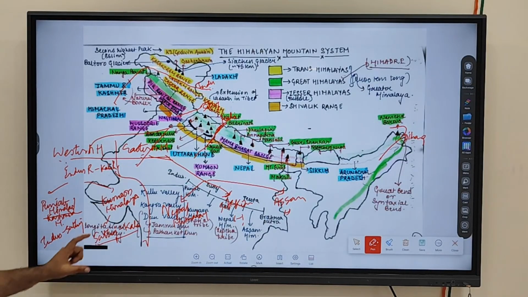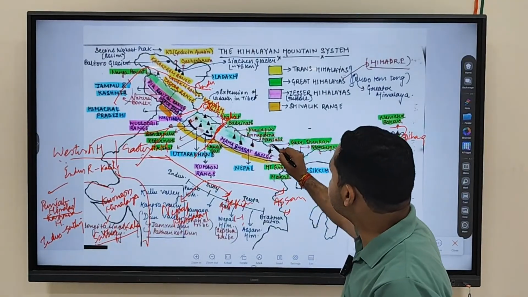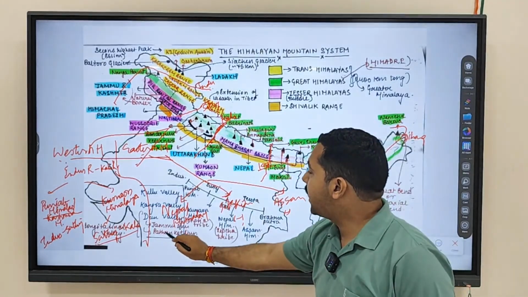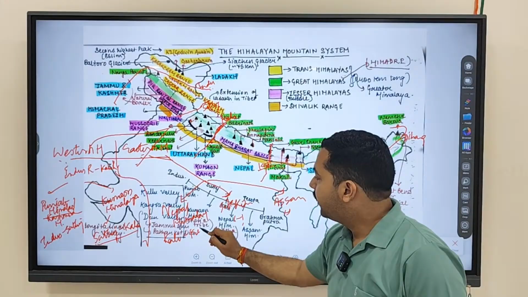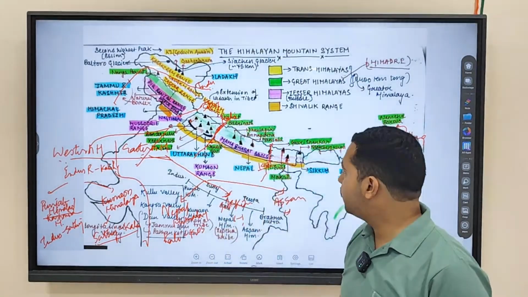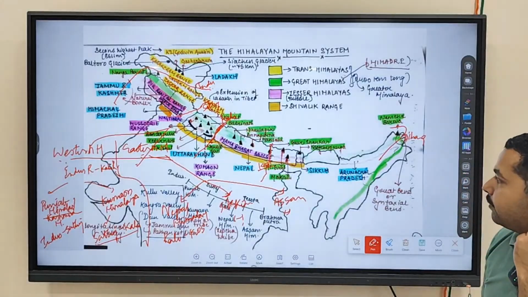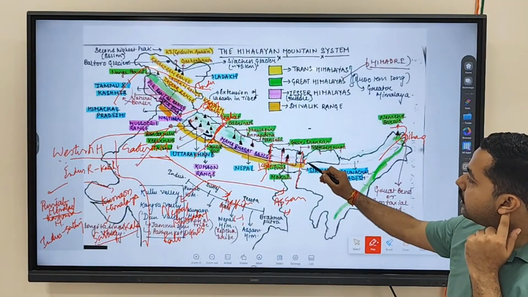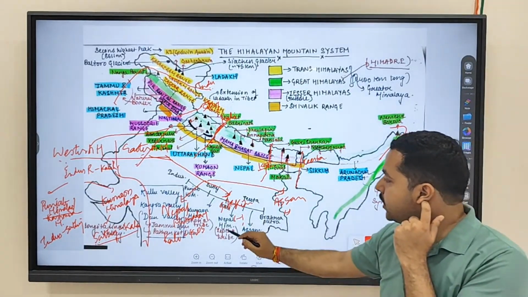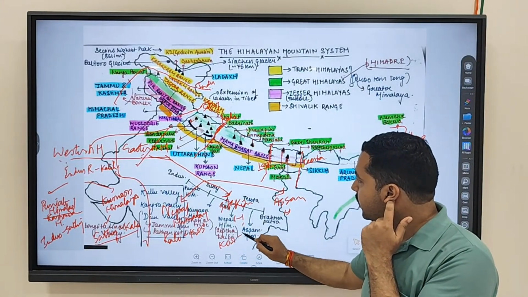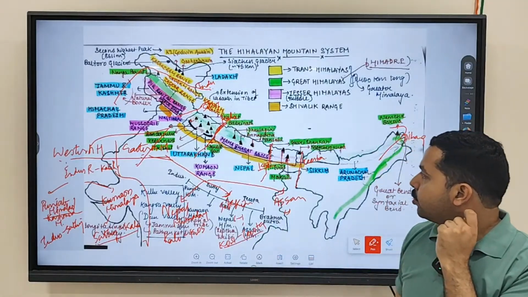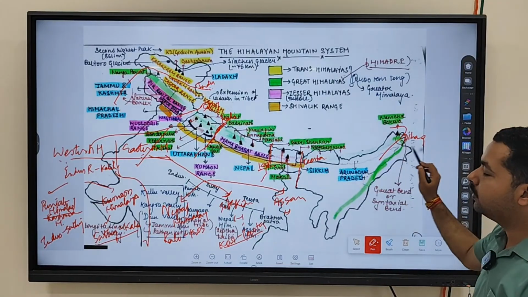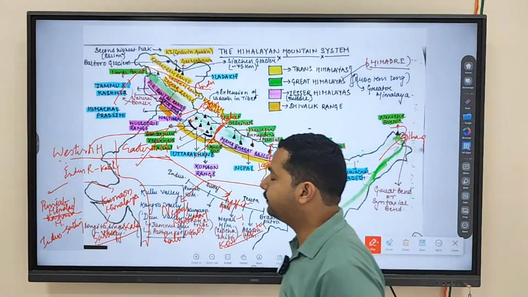Fine. So from where to where is Nepal Himalayas? From here you will see a river flowing, which is called the Kosi River. So from Kali River to Kosi River, which type of Himalayas are there? Nepal Himalayas. Clear? Now from here, in Sikkim, another river is flowing, which is called the Teesta River. From Kosi to Teesta, you have Sikkim Himalayas. And from Teesta to Daihang, you have Assam Himalayas. Fine.